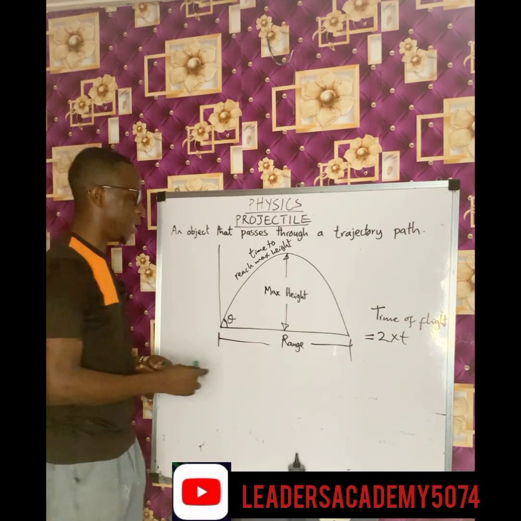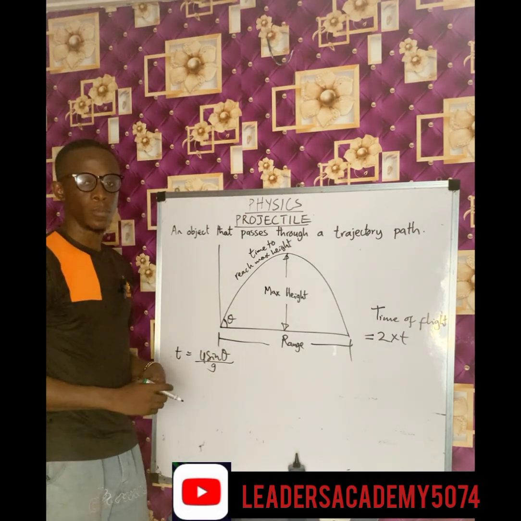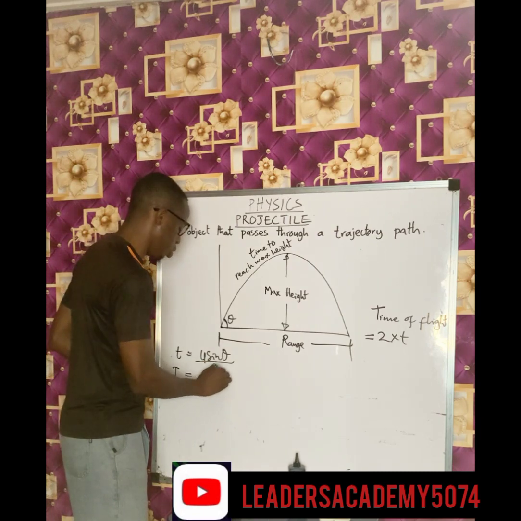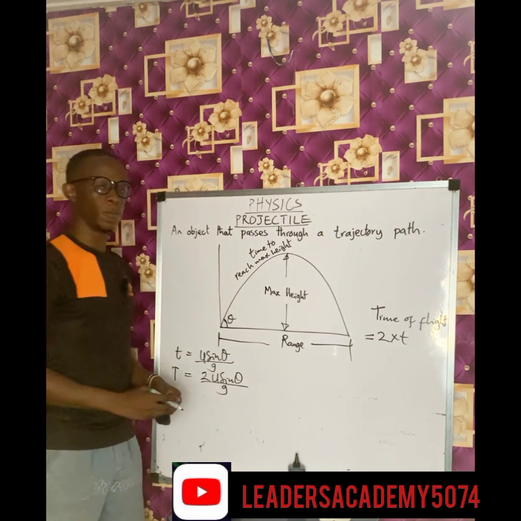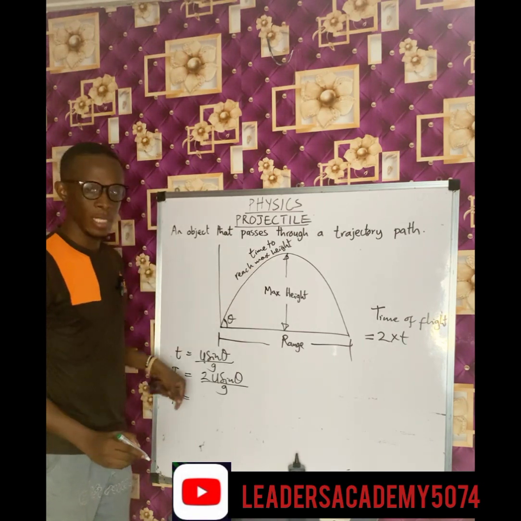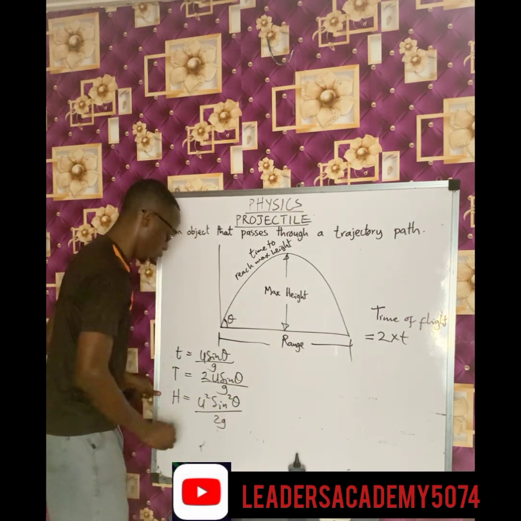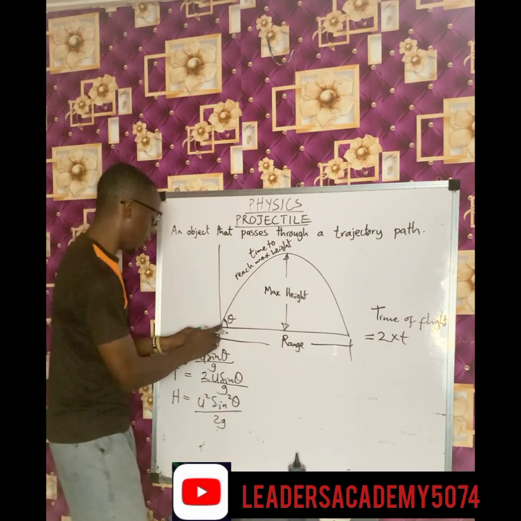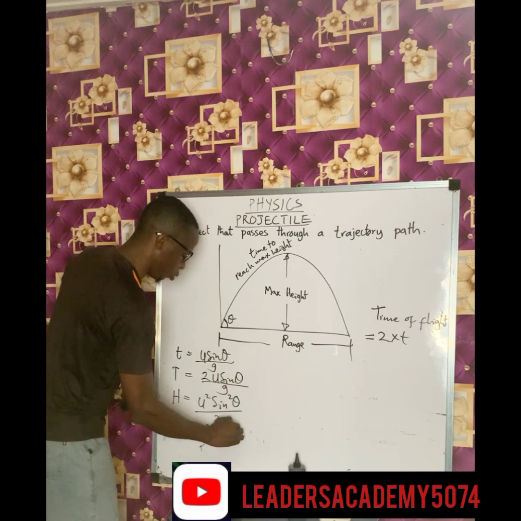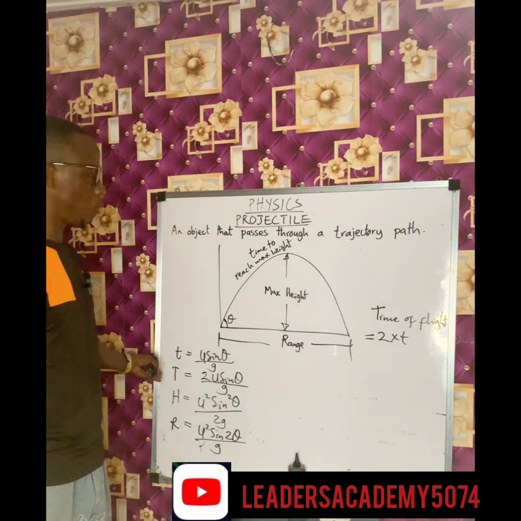Now, what is the formula for time to reach maximum height? Time to reach maximum height, t, equals u sine theta over g. Then the time of flight, the capital T, is equal to 2u sine theta over g. The maximum height, denoted by H, is calculated with u squared sine squared theta all over 2g. Then the horizontal range is denoted by R. R equals u squared sine 2 theta over g. These are the formulas to use in solving questions.